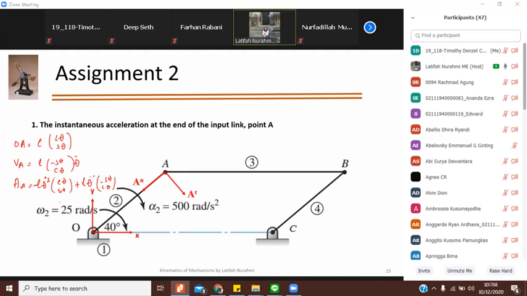Okay, and from here you put all the values, so you can get the value of A total, the A total that I drew here, the resultant. This is the resultant, which is from here.